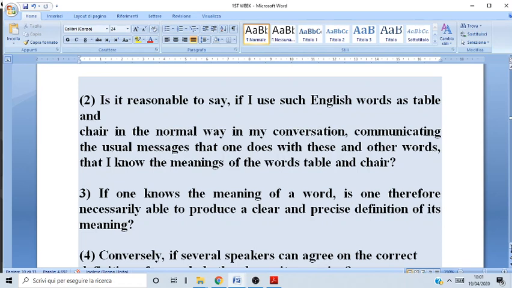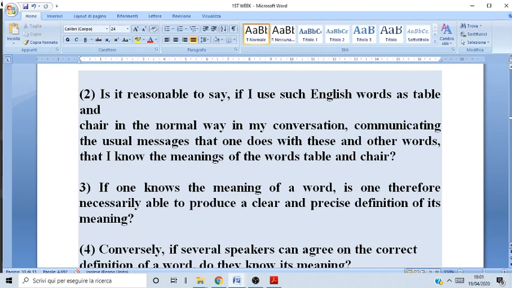If one knows the meaning of a word, is one therefore necessarily able to produce a clear and precise definition of its meaning? No. It does require some skill to give a precise definition of a word. How many times do we use a word and we do not know how to provide a good definition?